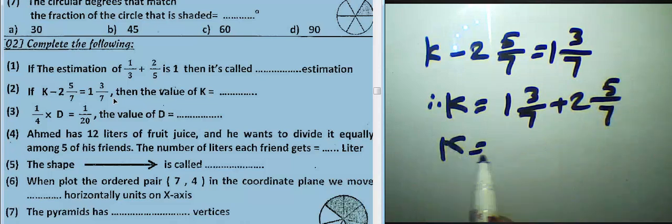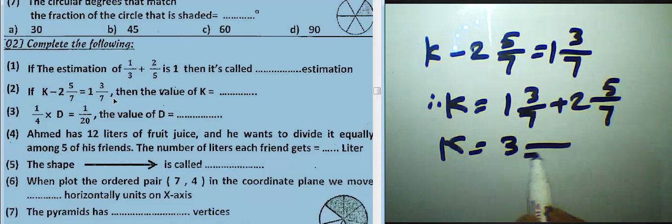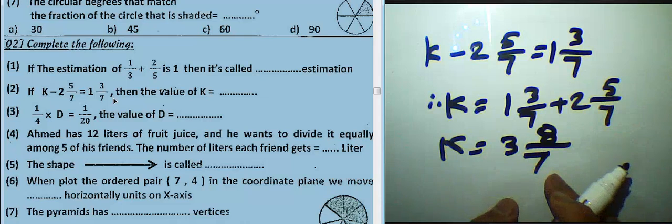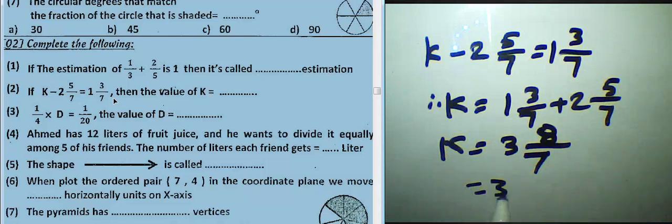K will be equal to 1 plus 2 equals 3, and write 7 in the denominator, 5 plus 3 equals 8. You can simplify it because 8 is greater than 7. 8 divided by 7 equals 1, and the remainder 1. Then the result will be 3 plus 1 equals 4, 4 and 1 over 7. It's the result of this example.